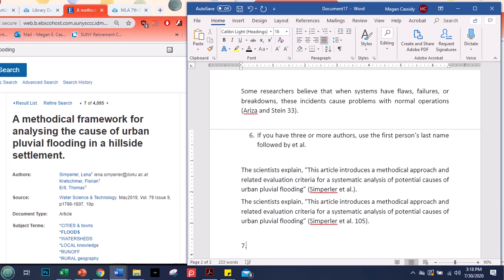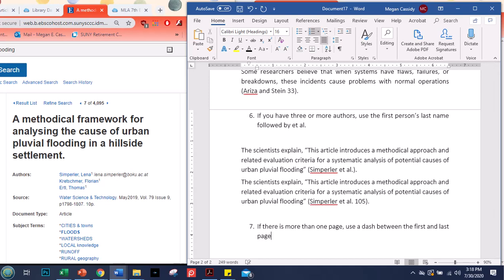Okay. 7. If there is more than one page, use a dash between the first and last page. Now that sounds complicated, but basically what we're talking about is it would look like this. Smith 82 to 87, right? It shows the page range.